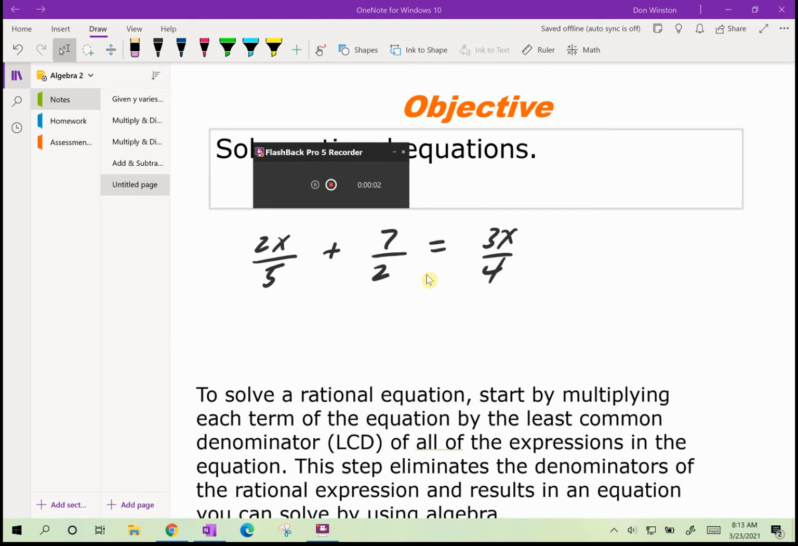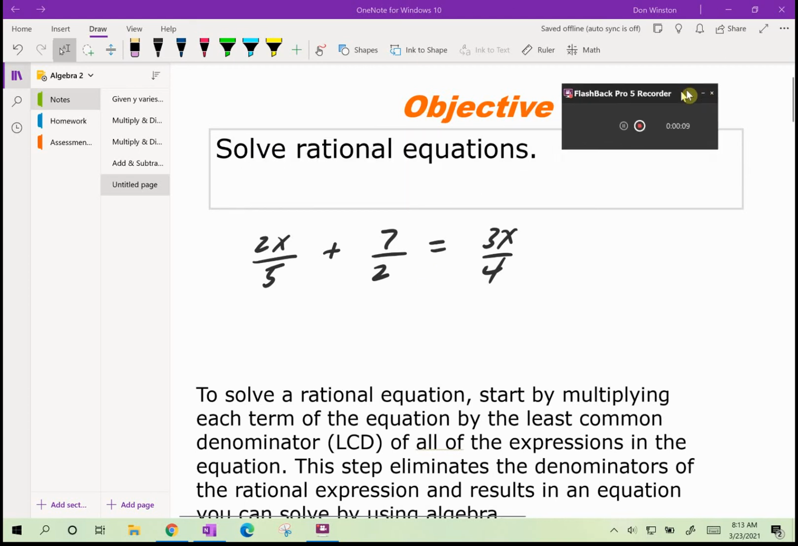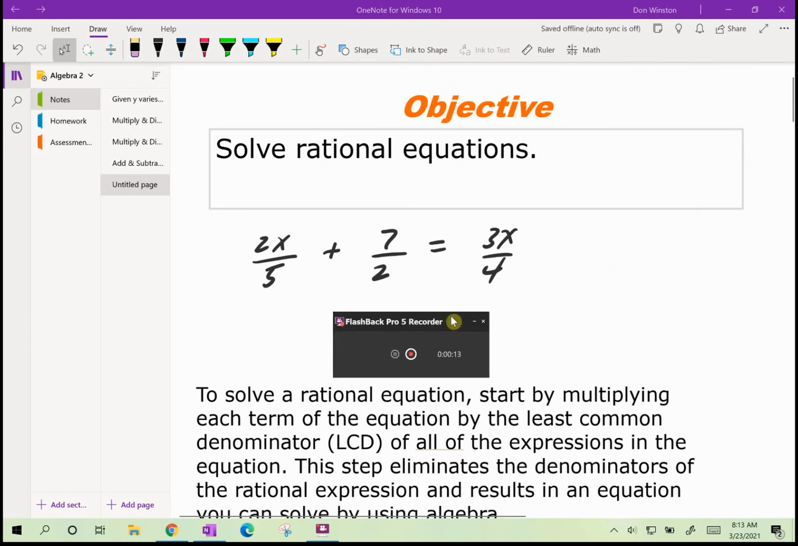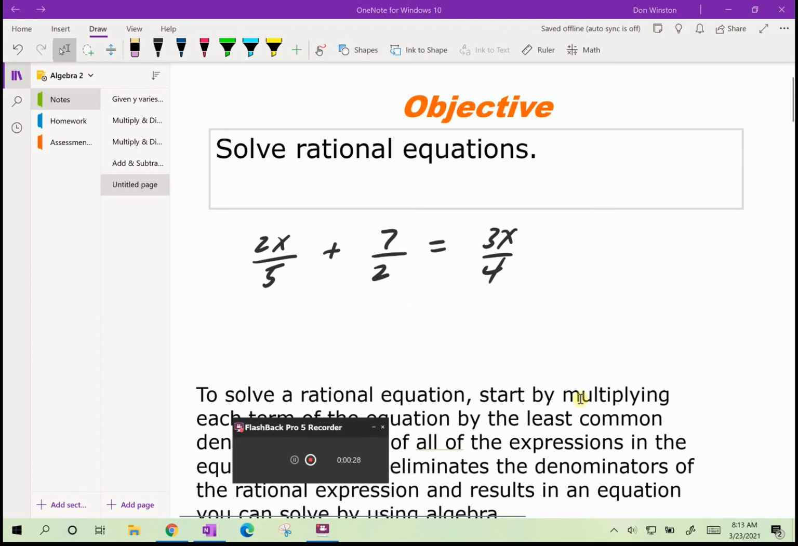Okay, good morning, everyone. Today we're going to continue on in our exploration of rational expressions. Today we'll be looking at solving rational equations, solving equations involving fractions, but our fractions will have polynomials. So before I actually get into solving rational equations, let's just work with solving fractions that involve x.